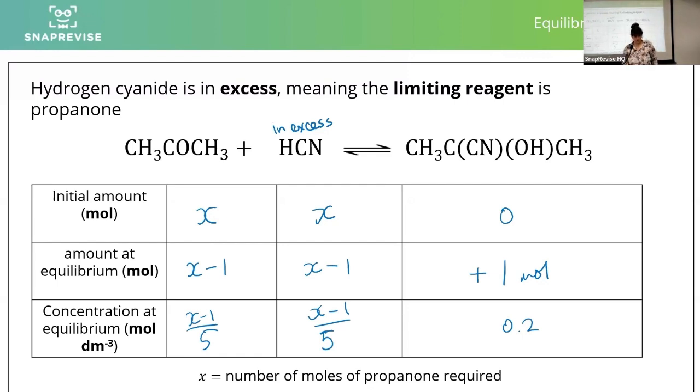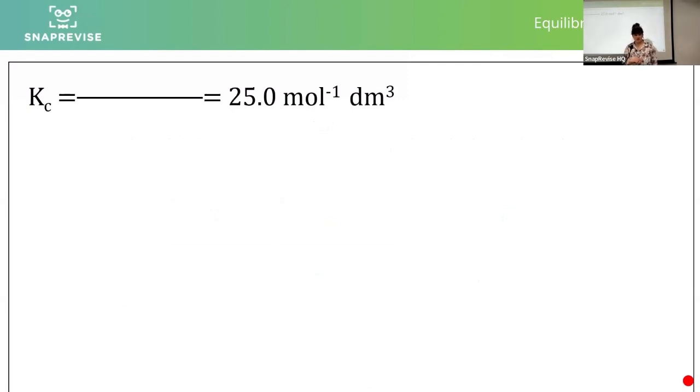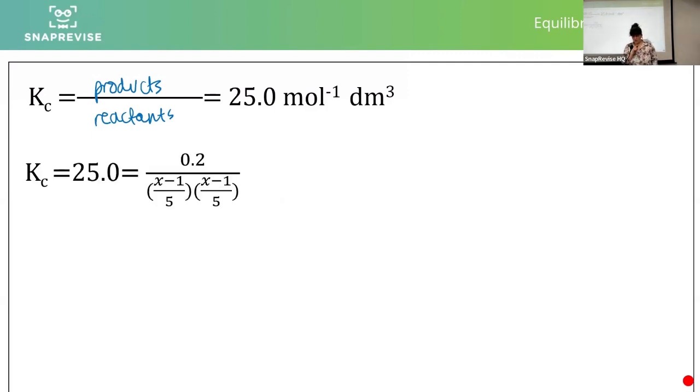Okay, so my number of moles of product I already calculated, and I've still got some unknowns. But I can use Kc, because this is products over reactants, which we've already done before. So to save time, I'm just going to write products over reactants is equal to 25 moles to the minus 1 decimeters cubed. That was given to us in the question. Kc is equal to 25. If I plug in my numbers, I've got 0.2 over X minus 1 over 5 times X minus 1 over 5.